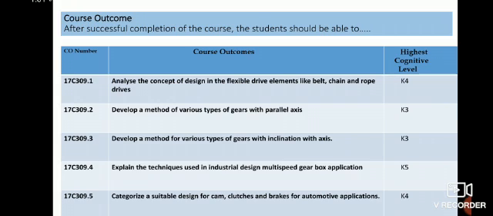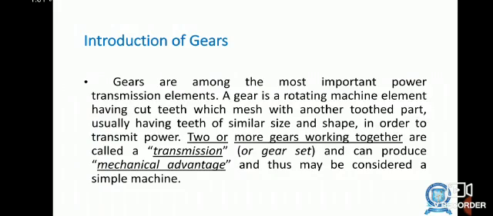The students will be able to explain the techniques used in industrial design of multi-speed gearbox applications. The students should be able to categorize the suitable design for cams, clutches and brakes for automotive application.